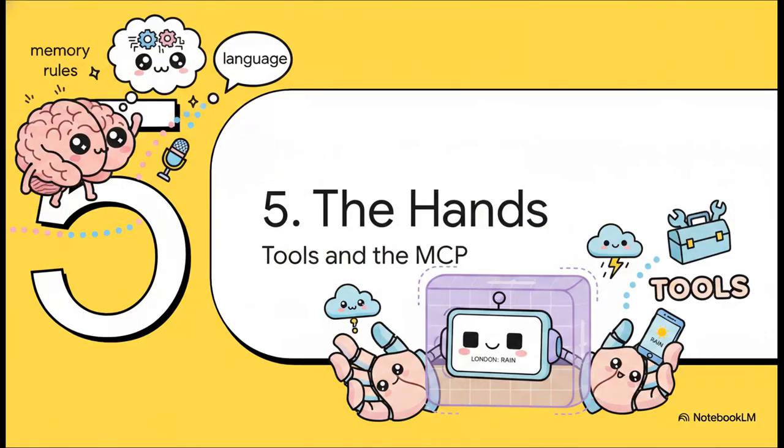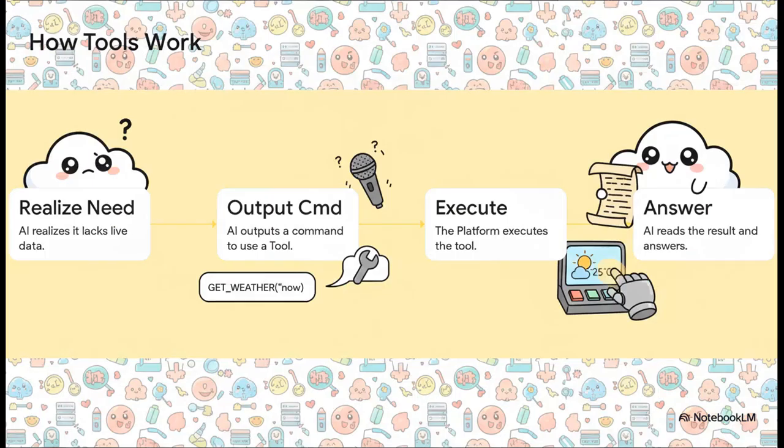Moving to part 5, the hands. We'll be looking at tools and the MCP. We are really building something powerful now. Yes, it's got memory and rules, making it a very smart chatbot. But right now, it is completely trapped in a digital box. If you ask it, "What's the weather like right now in London?" it can't tell you because it has no live connection to the outside world. It needs hands. We need to give it tools.